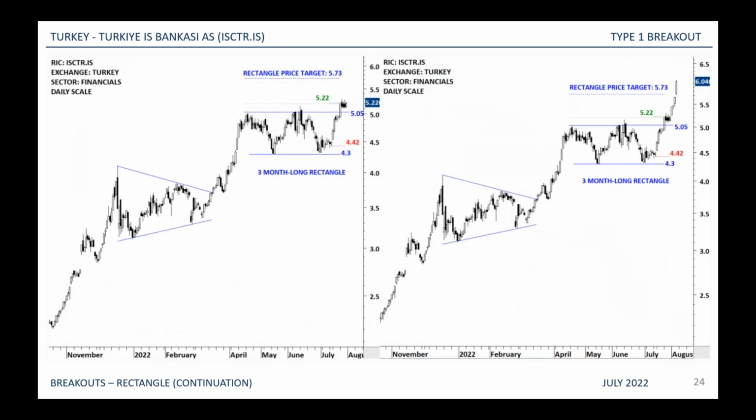Now let's look at rectangles. I added two of each rectangle pattern, in type 1, type 2, type 3, and type 4, because we had many examples. So this is a banking stock from Turkey, a 3-month long rectangle, breakout confirmation, price target 573, stops below 505. The stock rallies, passes the price objective and continues much higher. So it was a type 1 breakout.